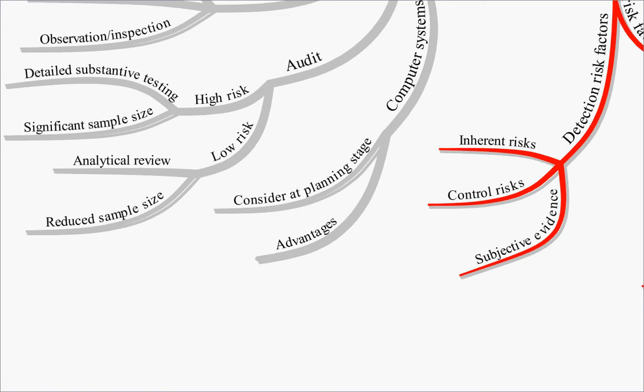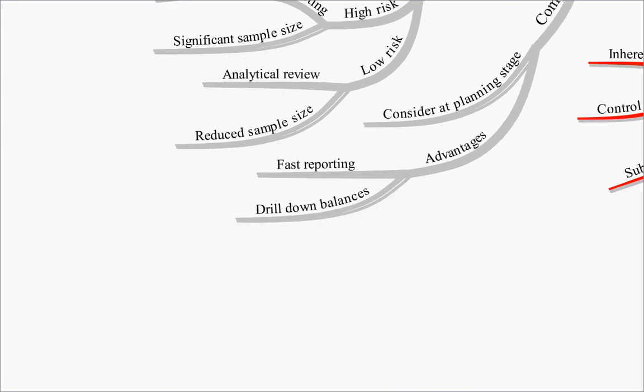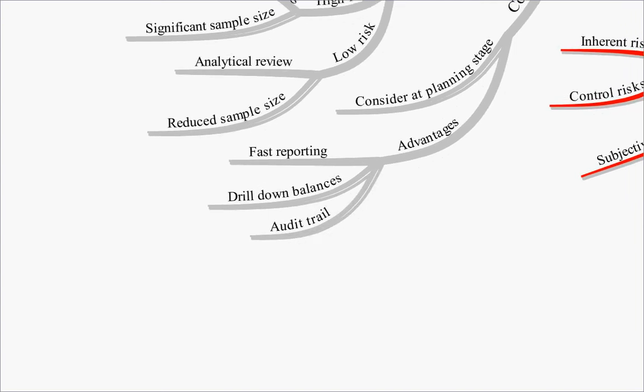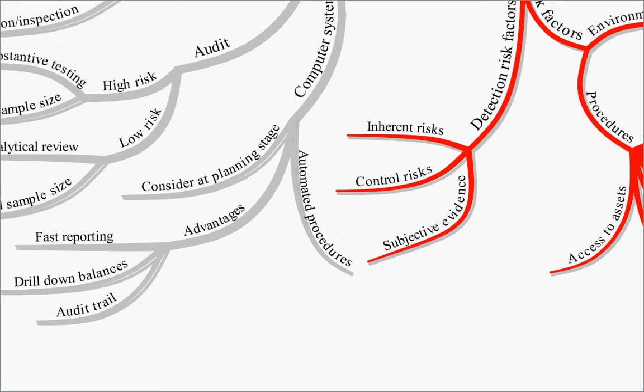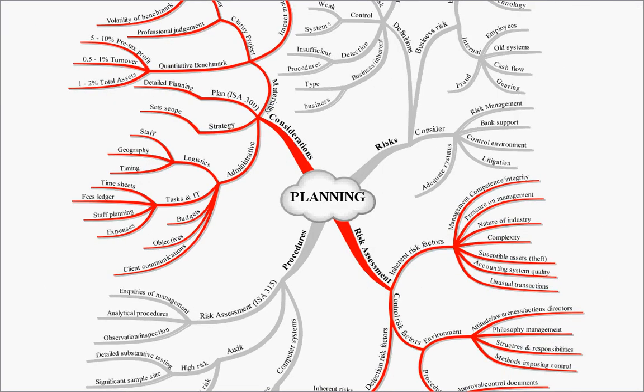If there's a computer system in place, you need to consider this at the planning stage. The advantages of having a computer system are that it'll have faster reporting, you'll be able to drill down the balances and see where they came from, and there should be a detailed audit trail. Also, this will automate the procedures and enable you to actually check whether they are correct. So that was our lecture on audit.